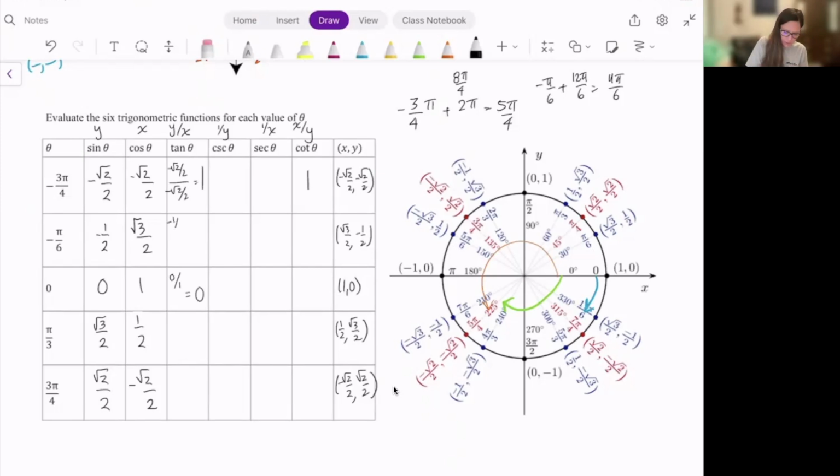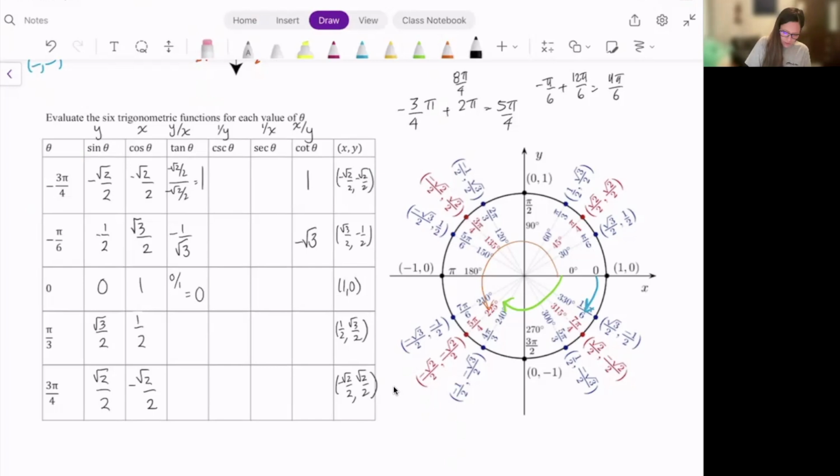This is negative 1/2 divided by root 3 over 2. So you're actually multiplying by 2 over root 3. Gets a little complicated in here. The 2's cancel, and you have negative 1 over root 3. If you want to rationalize that, remember you multiply by root 3 over root 3. The reciprocal of that is negative root 3. So one benefit of not rationalizing is it's easier to take the reciprocal.